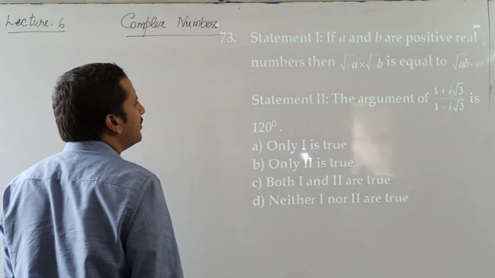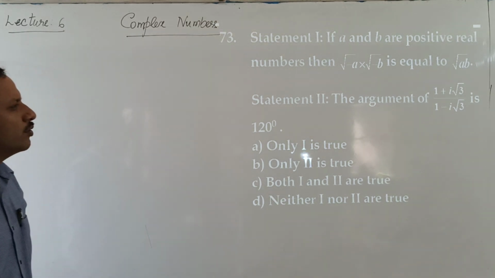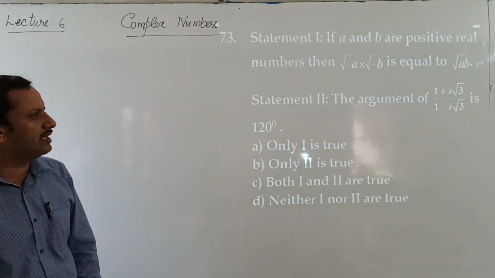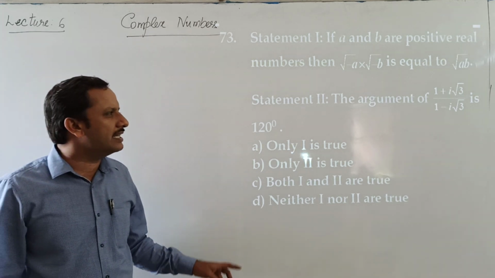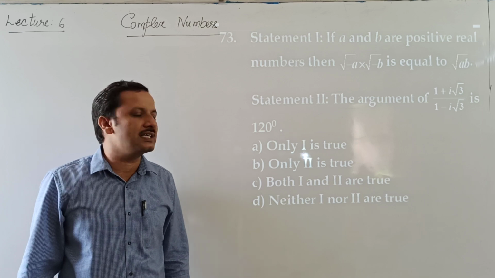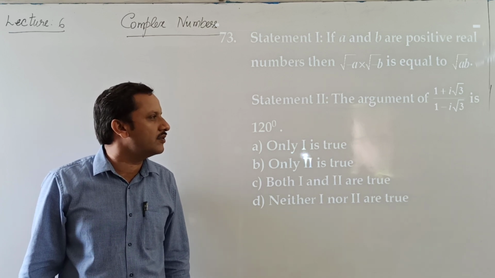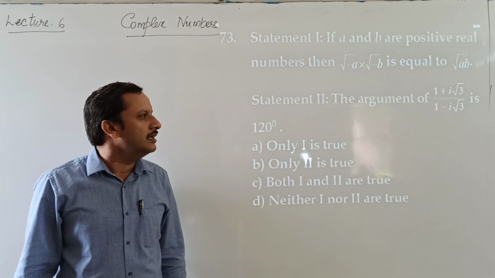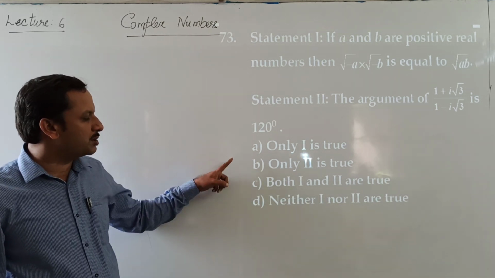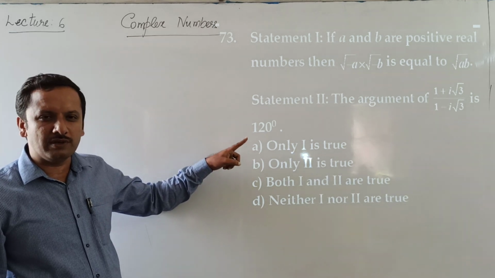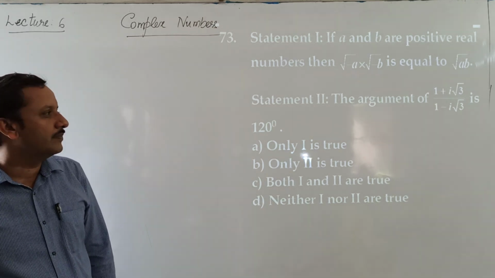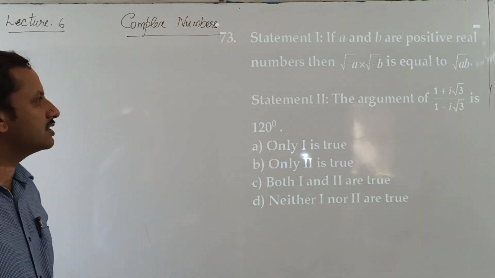Statement 1: if A and B are positive real numbers, then root of minus A into root of minus B is equal to root AB. That is the first statement. Second statement: the argument of (1 plus i root 3) divided by (1 minus i root 3) is 120 degrees. Options are: only the first statement is true, only the second is true, both are true, neither is true. So let us verify the first statement.